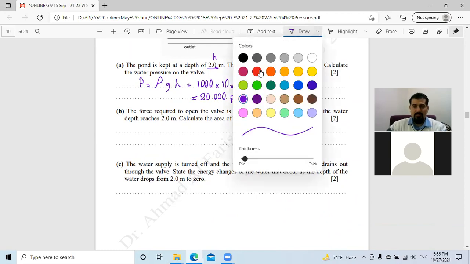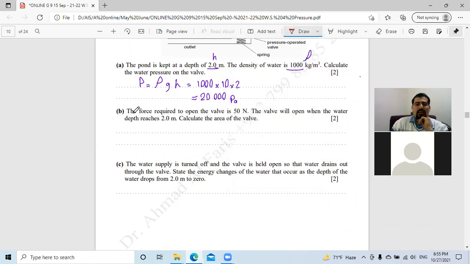Next, what they ask. The force required to open the valve is only 50 newton. The valve will open when the water reaches a depth of how much? 2 meters, similar to this one, 2 meters. Calculate the area of the valve.